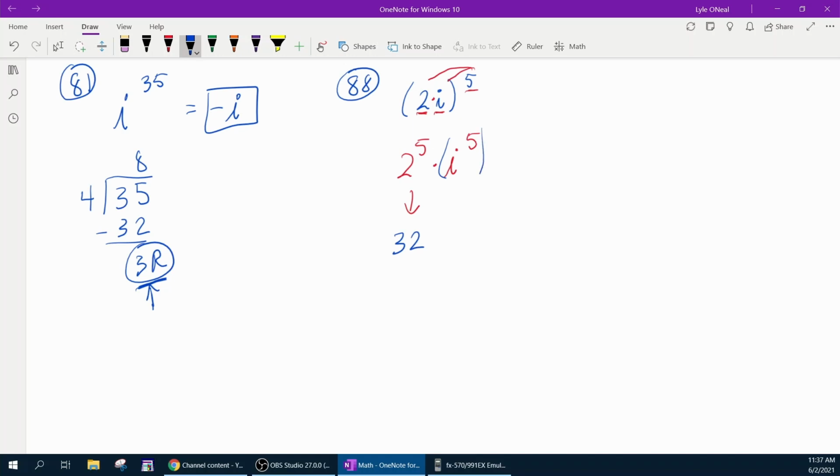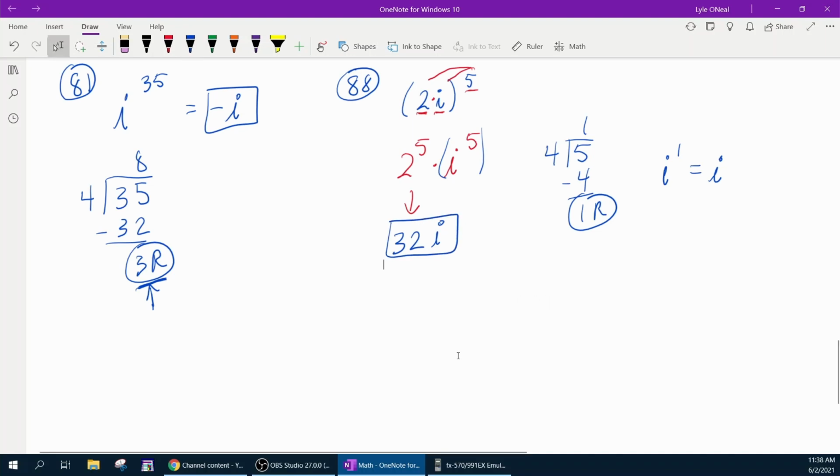i to the 5th is a higher power of i. So we're going to take the exponent and divide by 4. 4 goes into 5 one time with a remainder of 1. Now that remainder, remember, corresponds to the exponent in our chart. And we know that i to the 1 is i. Anything to the 1 is itself. So i to the 5th is also going to simplify to just i.